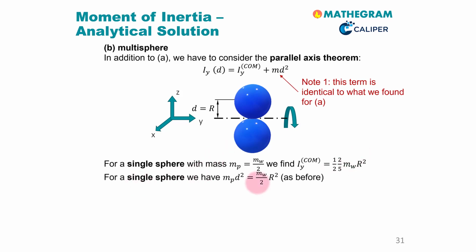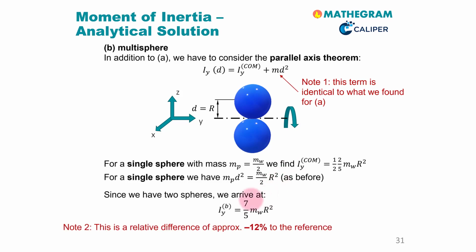For a single sphere, we have already identified this second term here, and now we just have to add things up, and what you see is that you arrive at 7 over 5 m_w r squared, which is 1.4. So this gets much closer to our reference of 1.58, but still we are 12% off. Also please note that we cannot improve this calculation by considering more than 2 spheres. And the reason is that the spheres in this simple analysis cannot overlap.